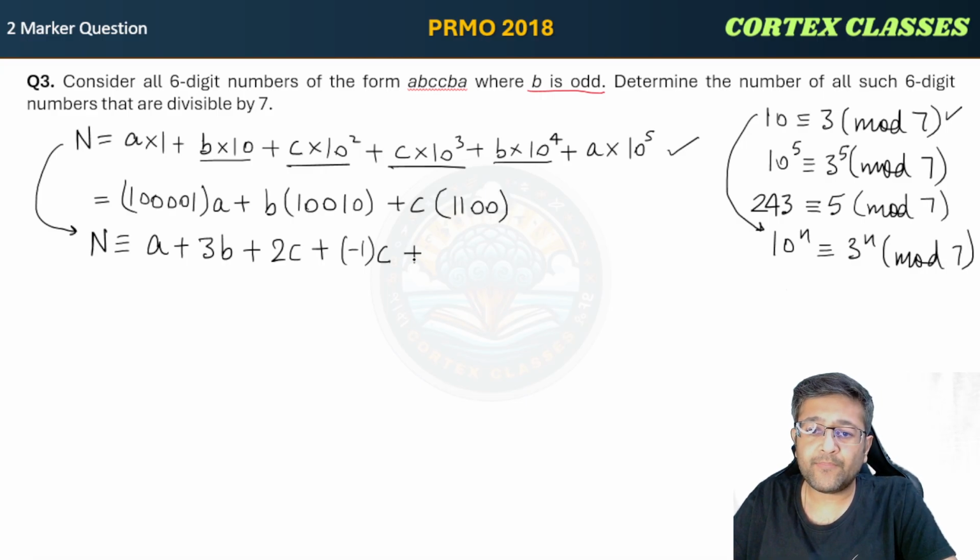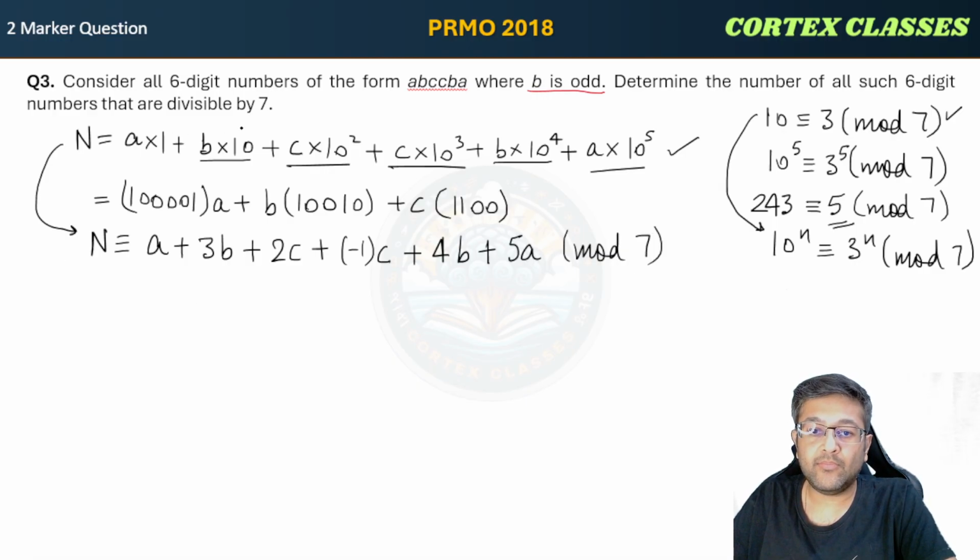Similar way guys, b into 10 power 4. So 10 power 4 मतलब 3 power 4, that is 81. So 81 divided by 7 will give you 77 as the nearest multiple. So the remainder is 4. Okay. So that is 4b. And last a power 5 I have shown you, that is giving you remainder of 5. So that is 5a. So you see this is mod 7.